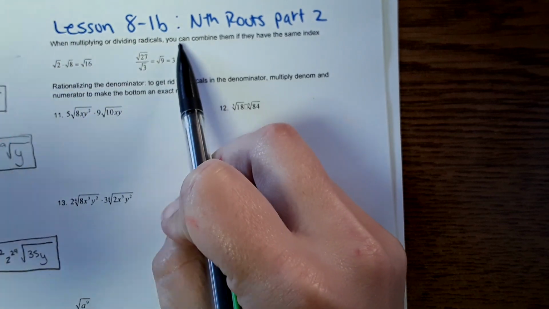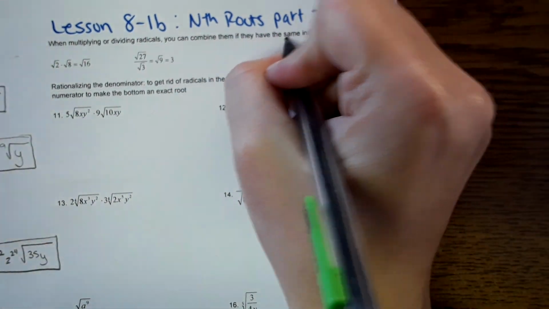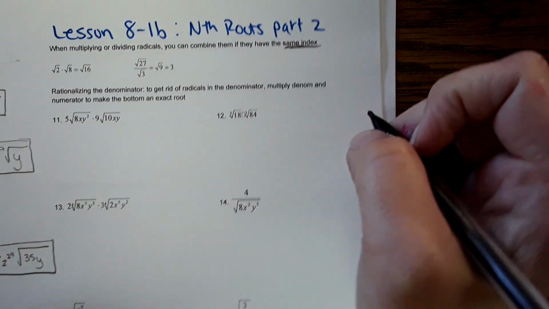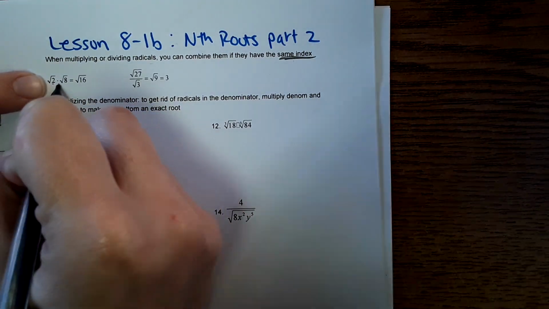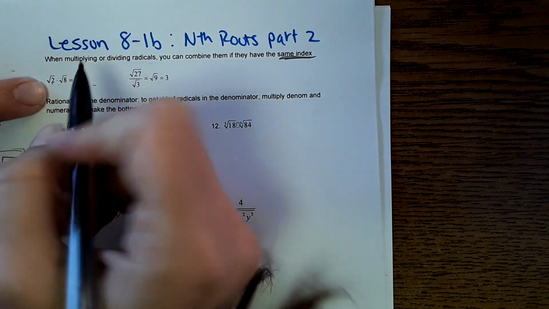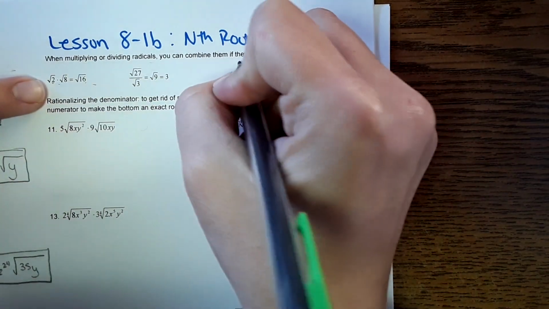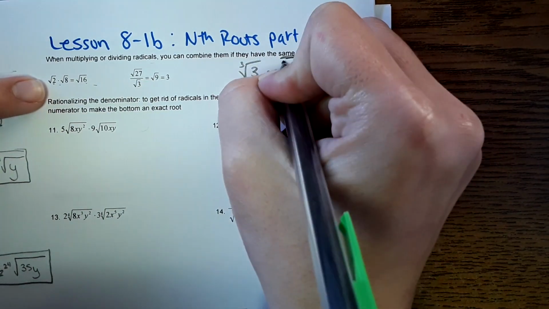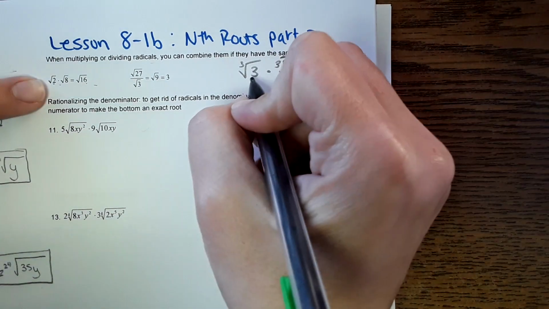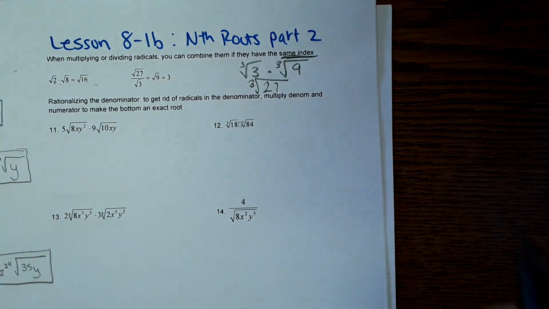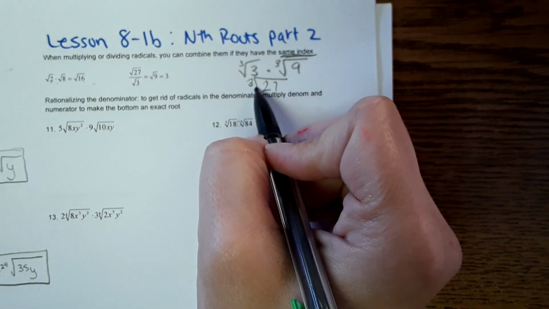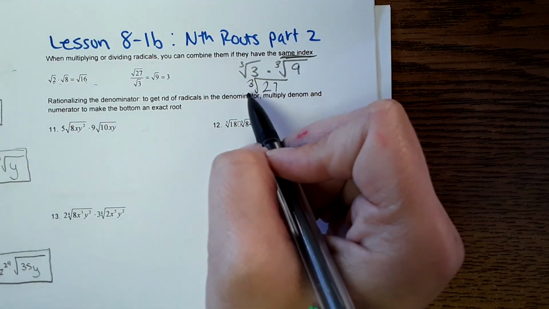Okay, so just looking at the top, when multiplying or dividing radicals, you can combine them if they have the same index. What that means is if you have square root of 2 times square root of 8, you get square root of 16. That's fine. Also, if you were to have cubed root of 3 times cubed root of 9, you could say, okay, 3 times 9 is 27, and you could have cubed root of 27. So as long as it has the same index, you can multiply those and just put them in the house together.